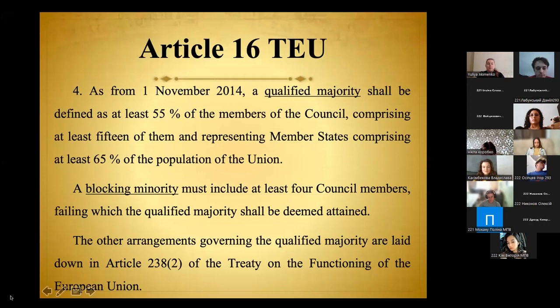Hope you remember this from constitutional law, from commercial law, that sometimes it's impossible to take some decisions without the opinion of some of the members of the group. So blocking minority is also possible in the European Union, and it's specially indicated in Article 16. And the other arrangements governing the qualified majority are laid down in Article 238 of the Treaty on the Functioning of the European Union. So there are exceptions to this rule. They are specially defined in Article 238. We will come to it during the lecture.